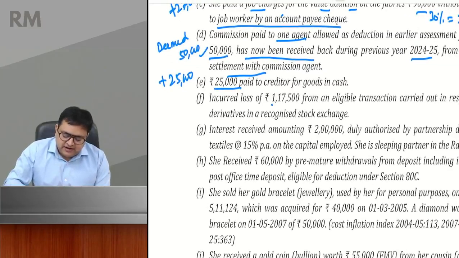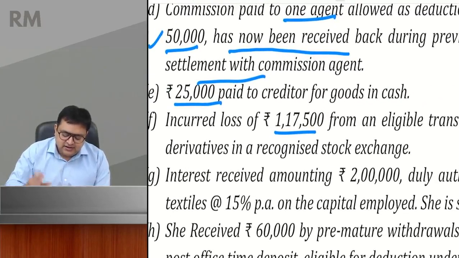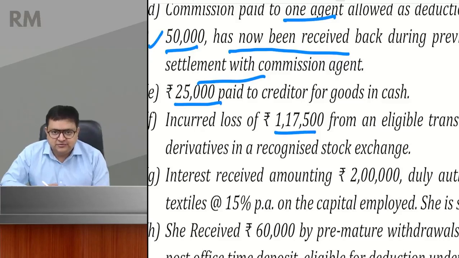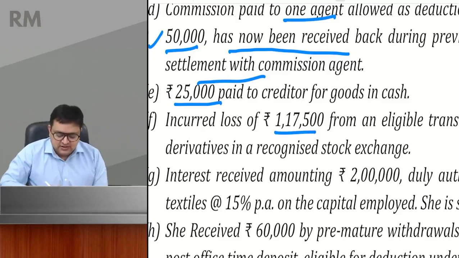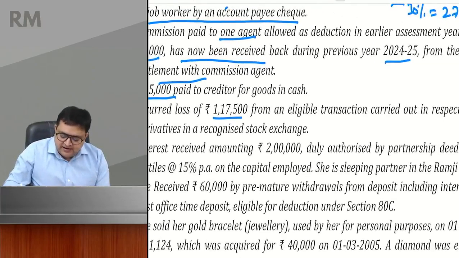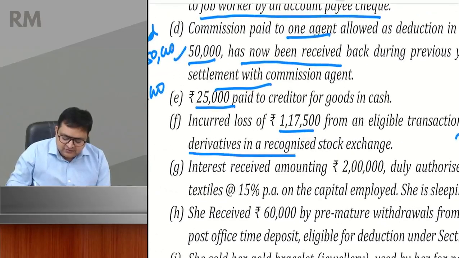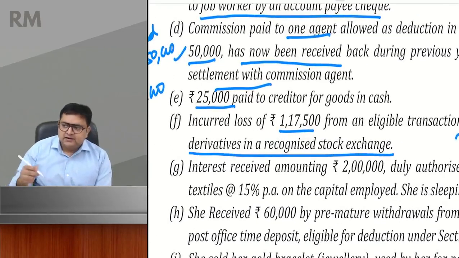Incurred a loss of 1,17,000. Let us see how the assessee has incurred this loss. Incurred loss of 117 from an eligible transaction carried out in respect of trading in derivatives in a recognized stock exchange. She has done a trading.